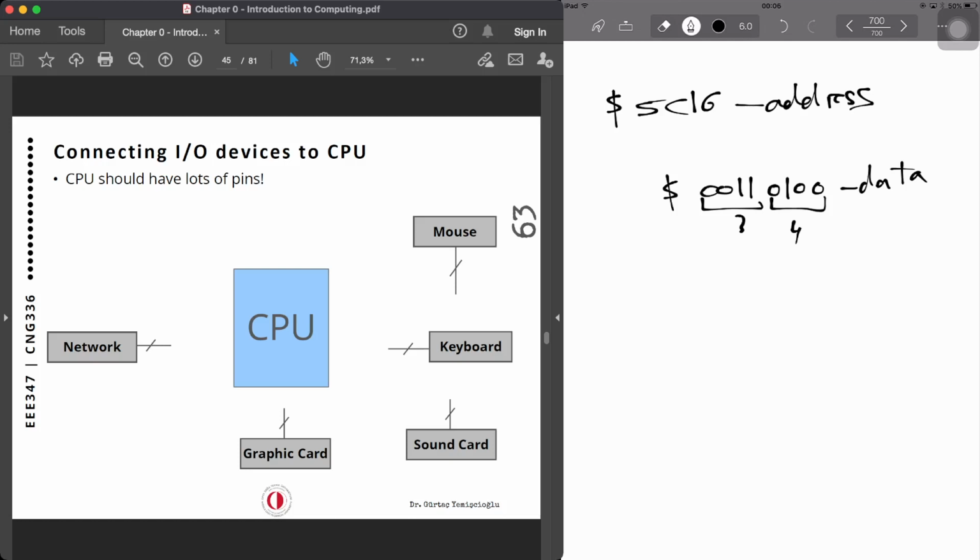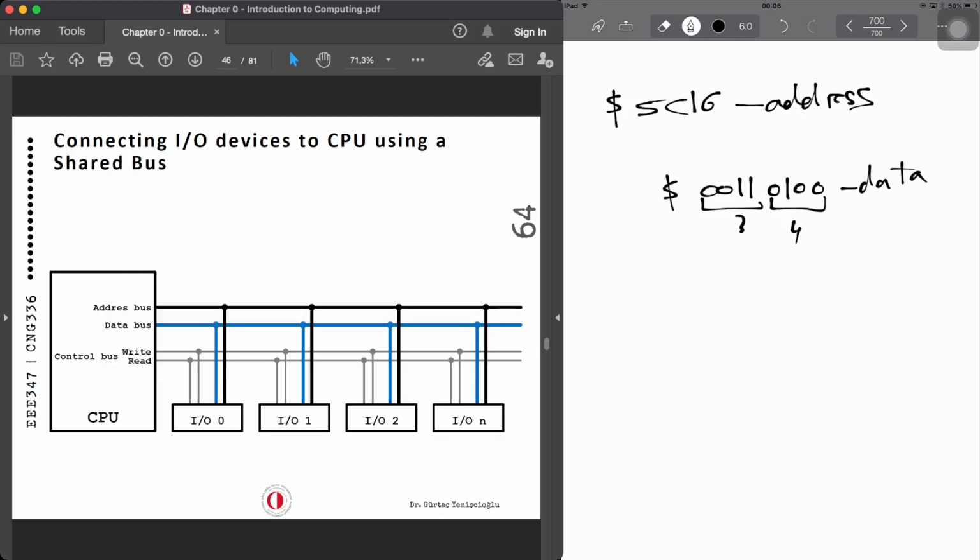Now, there are different types of structures that we can do in order to have a connection between the CPU and other devices. One of the methods is we can use a shared bus, address bus or data bus or a control bus, like you can see in the figure. Okay, so these are all the I/O devices. They are sharing the common bus, but they have different addresses that we can reach.